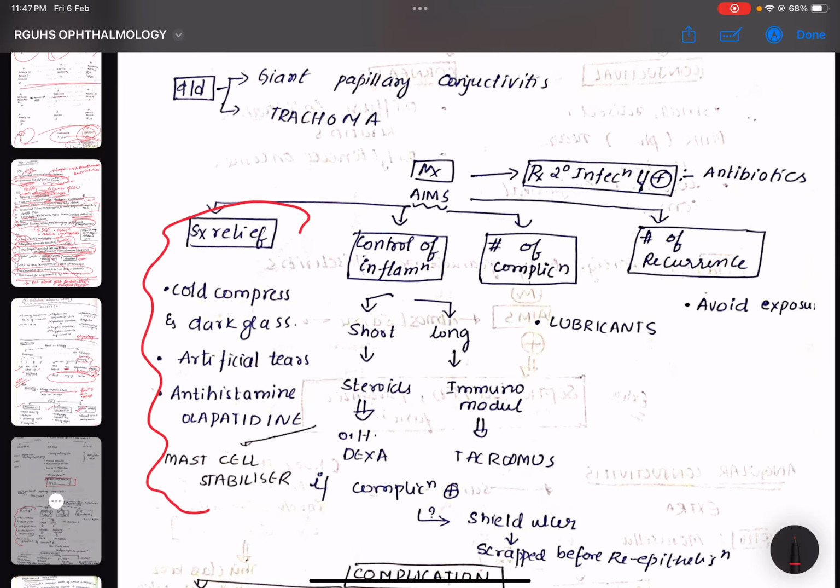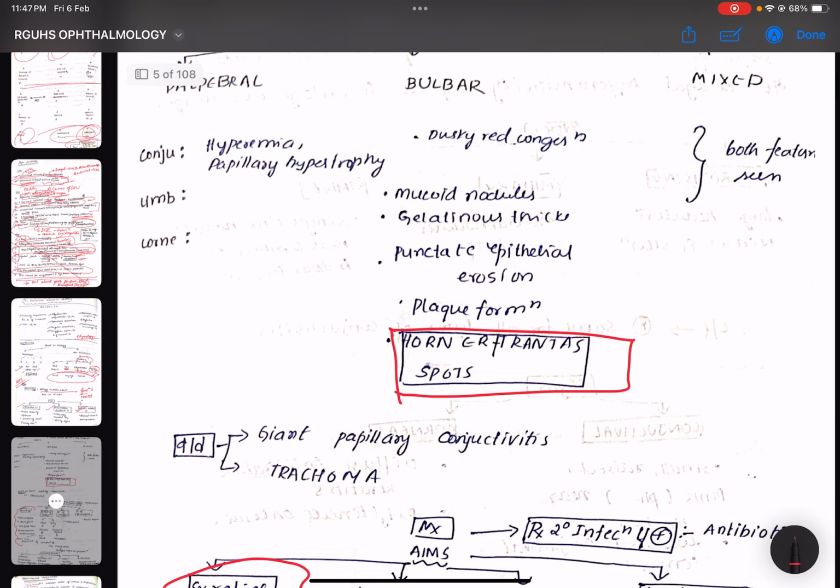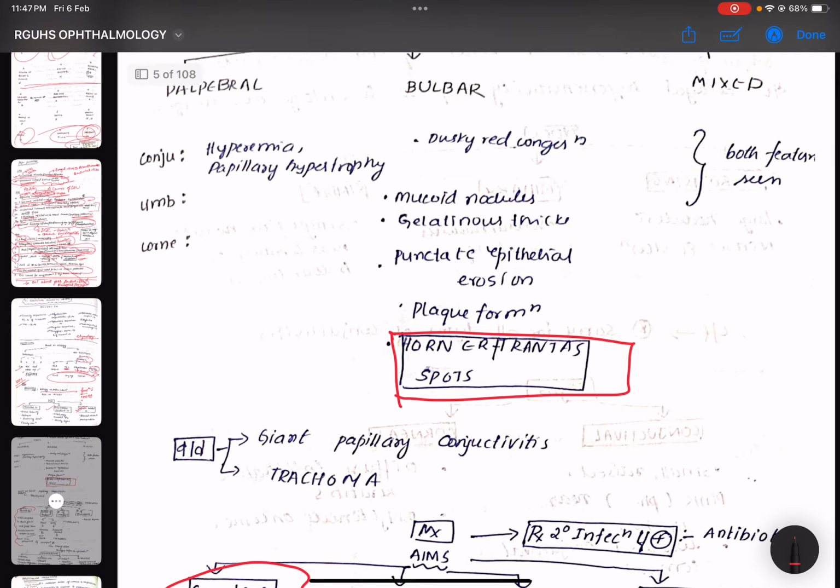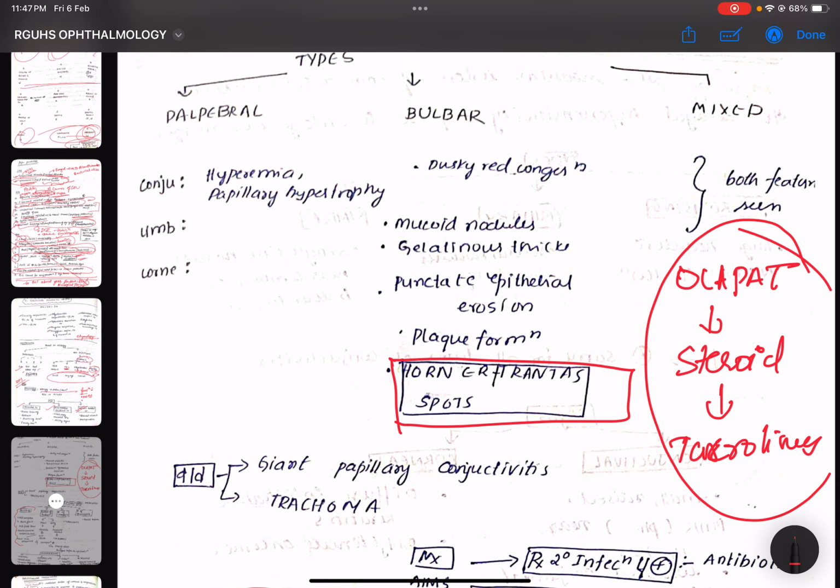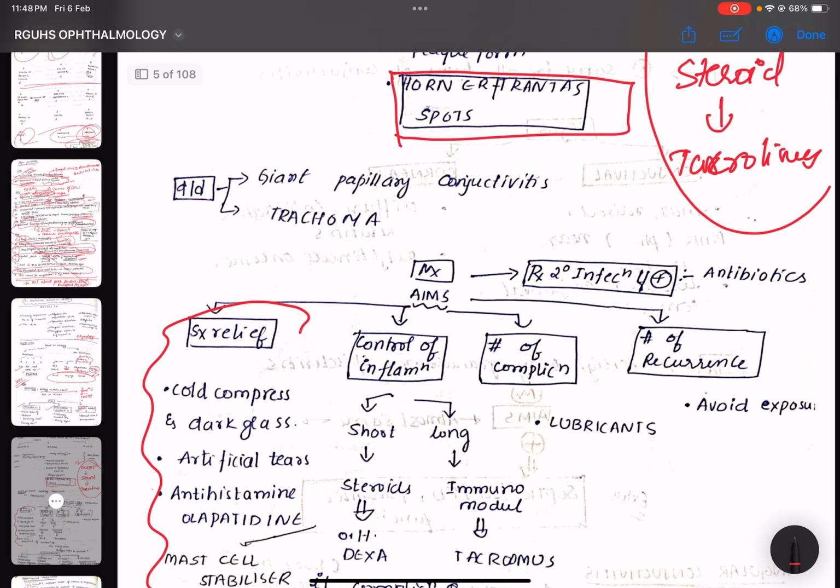Again, what is the major thing which you have to know, how the management goes. First you have to start on olopatadine, which is an antihistaminic. Then you will start on steroid. If it's not responding, then you will go for tacrolimus. So this is how a normal person's understanding is. If you write this, how much marks will you get, 5, 2 or 1? Okay, but how will you place it now?